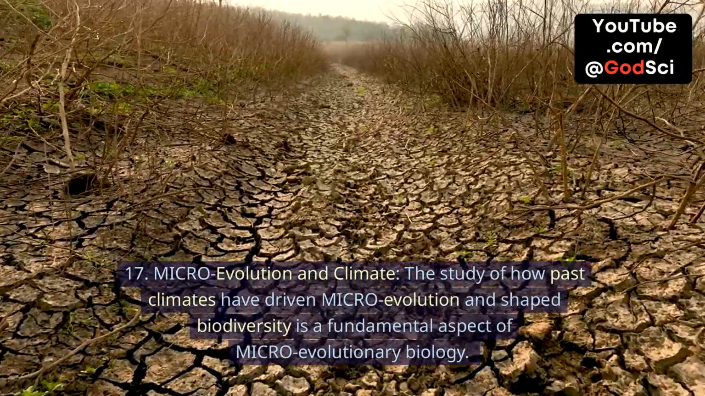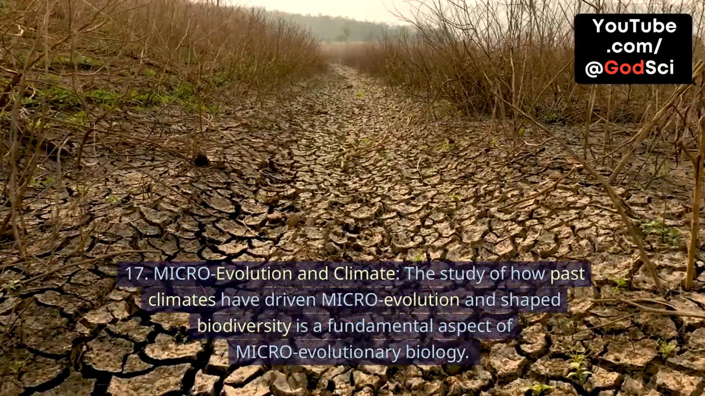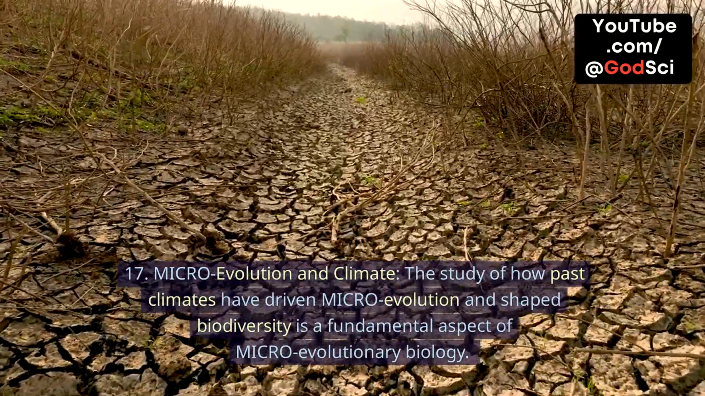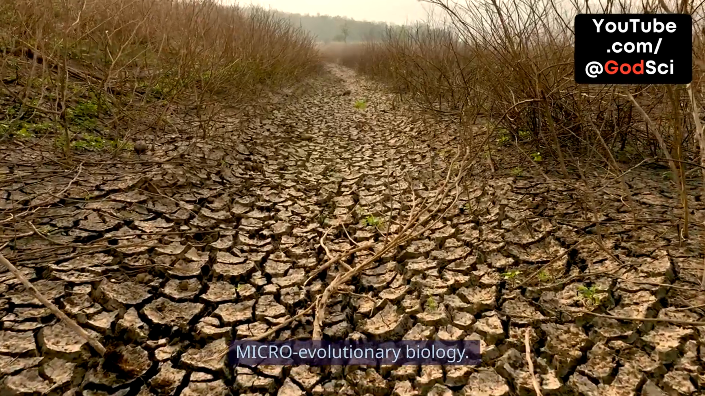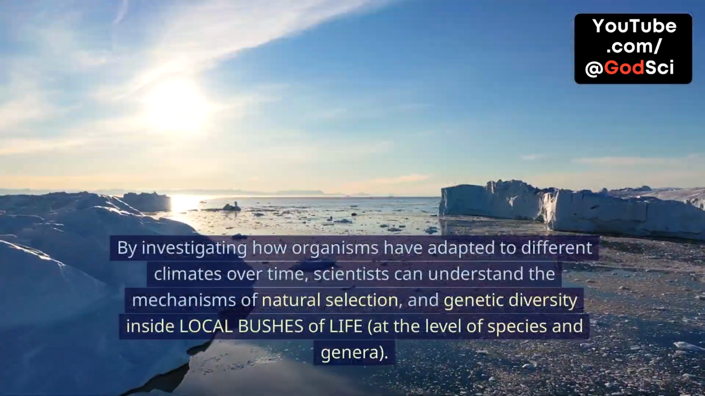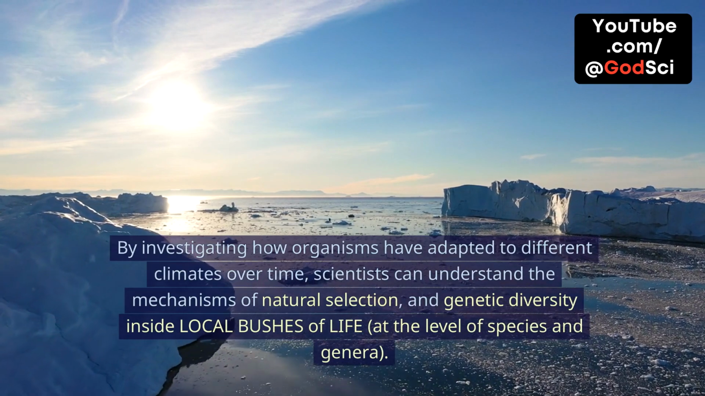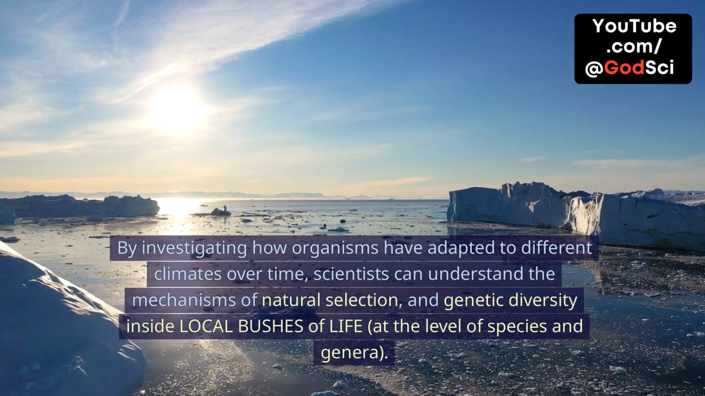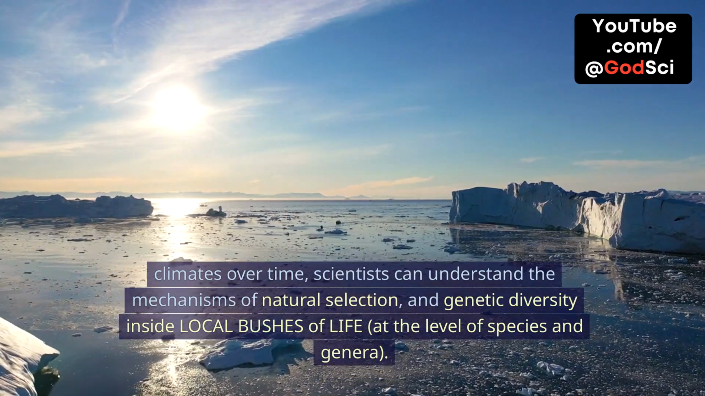17. Microevolution and climate. The study of how past climates have driven microevolution and shaped biodiversity is a fundamental aspect of microevolutionary biology. By investigating how organisms have adapted to different climates over time, scientists can understand the mechanisms of natural selection and genetic diversity inside local bushes of life, at the level of species and genera.